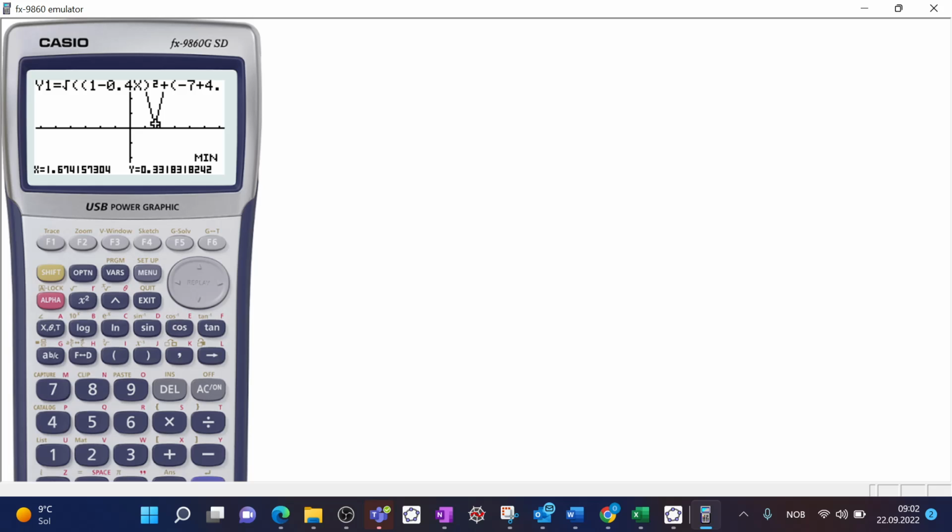We have the X for this function. Remember that X is T. So we have a T value, 1.67. So that's the time. And the function value is the distance, because this was a distance function. So the distance is 0.33 meters.